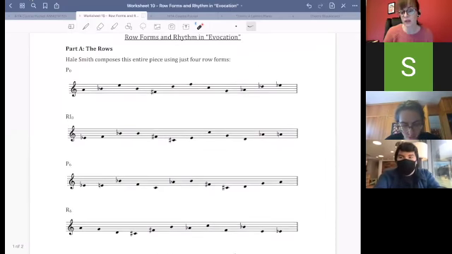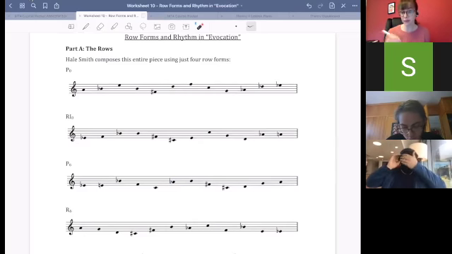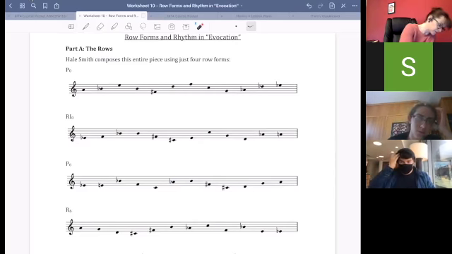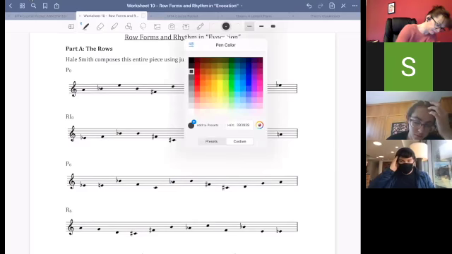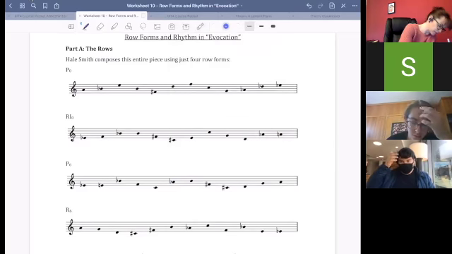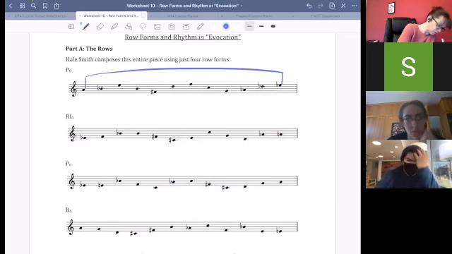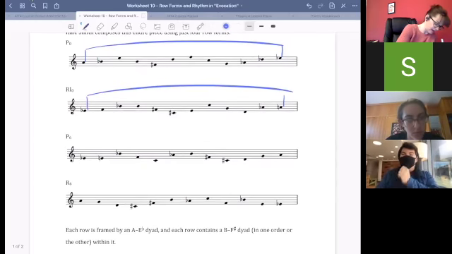Now, the entire piece utilizes just 4 different rows. And not just that, but the 4 rows that Smith chooses have a couple of features that make them a really great choice for what he's going for with this piece. And the first feature is that every single one of these 4 rows is bounded by the same 2 notes. So in some order, there is an E flat and an A as the first and last pitches of the row.